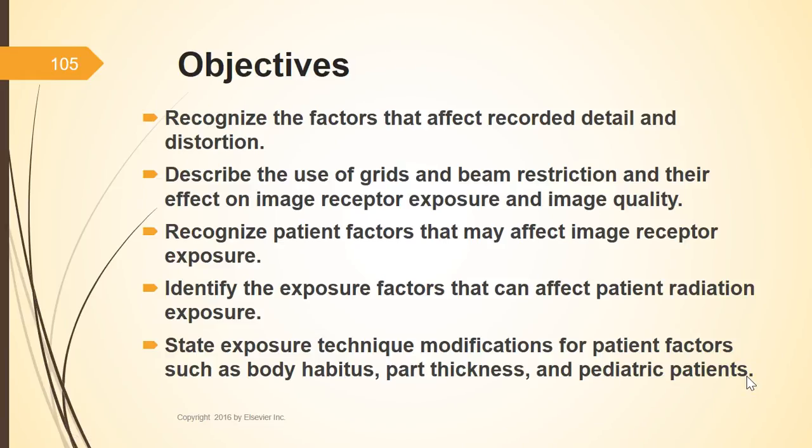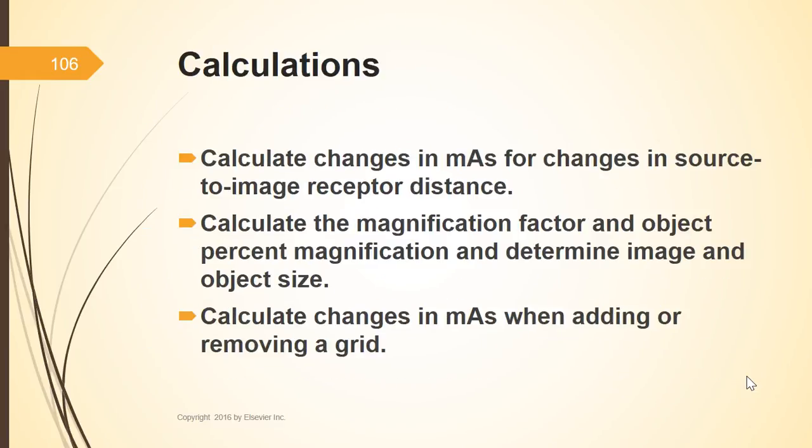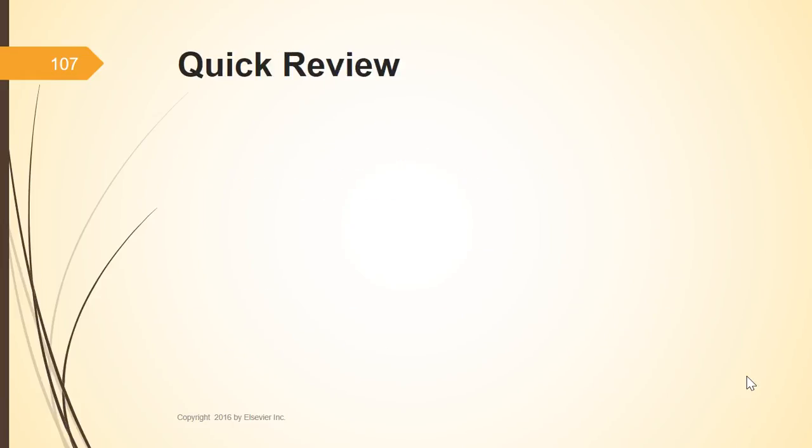I will do another special live class, or I may just go ahead and record it so that you can have it, to go over some of these calculations. But you need to know these formulas. You need to calculate the change in mass for changes in source to image receptor distance, which is the inverse square law, magnification factor, and the object percentage formulas, and then the grid conversion and how you change your mass when you add or remove a grid.